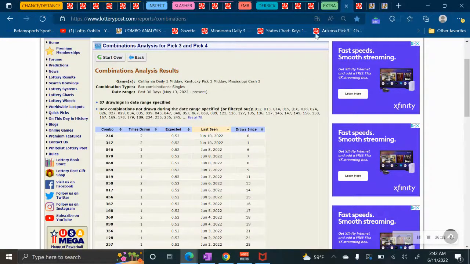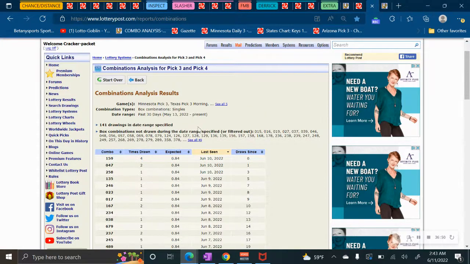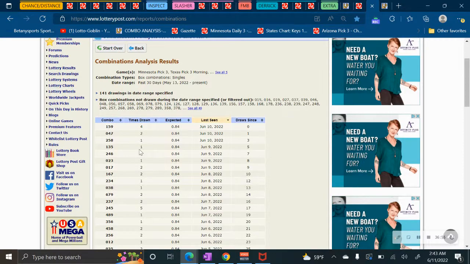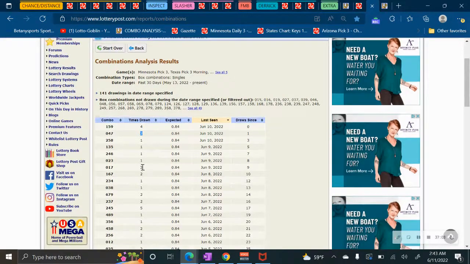That's all I'm doing. And one more example is right here. I put together this one. This is Minnesota. As you can see, Texas morning, Virginia night, Wisconsin midday, Wisconsin evening. Singles only, 30 days. Got 49 numbers only, boxed. And you'll notice here that it's been a 4 and a 2. And then 1, 1, 1, 1. I call these hits, right? These are all hits. And then there's 2 out, and then 2 more hits. Then there's 3, and then there's 2 hits.